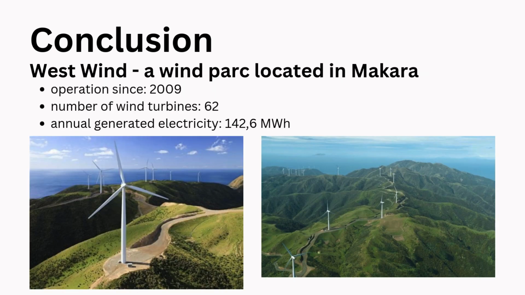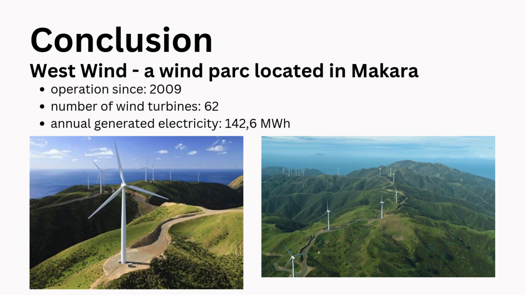But a positive thing at the end. Near Wellington there is a wind power plant already in operation. It is named Westwind, and it's located in Makara, in the west of Wellington, and it was built between 2002 and 2009. So it's about 15 years in operation.